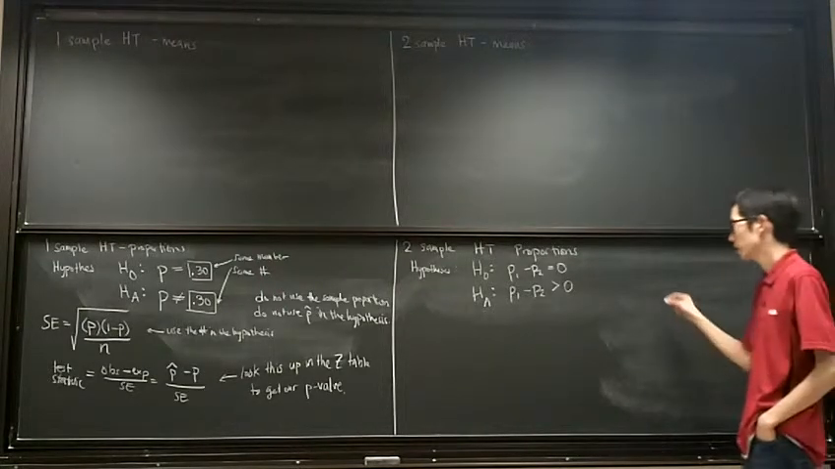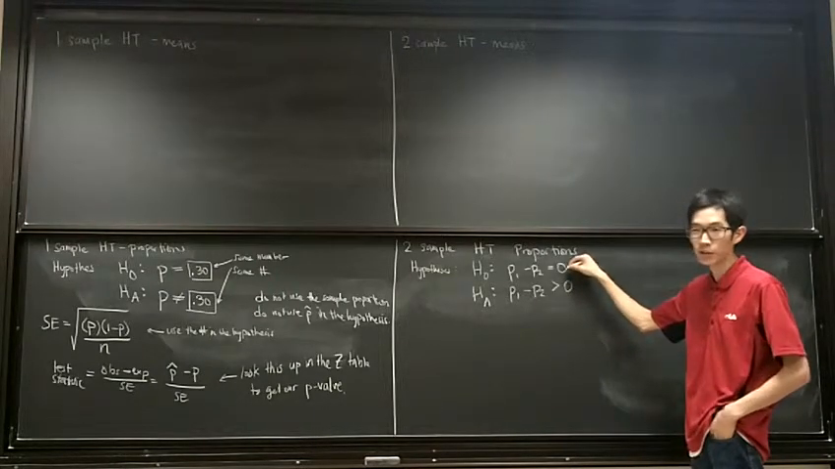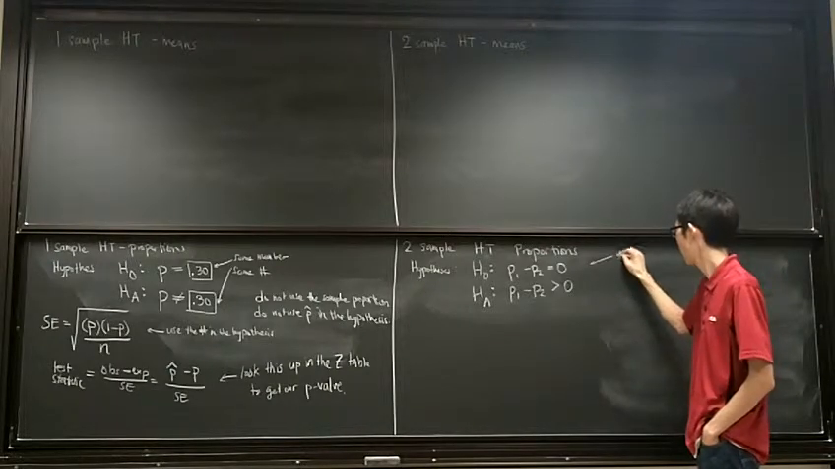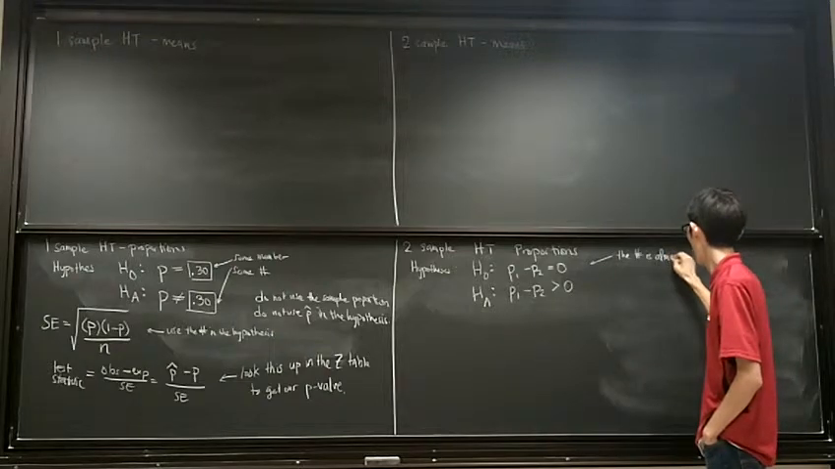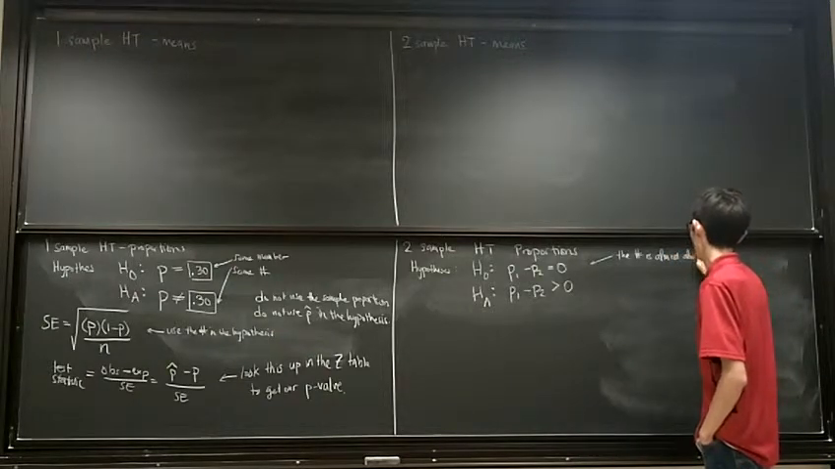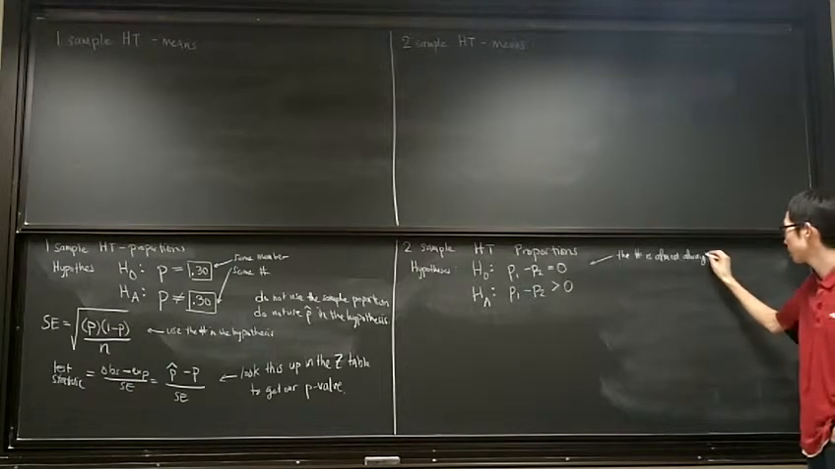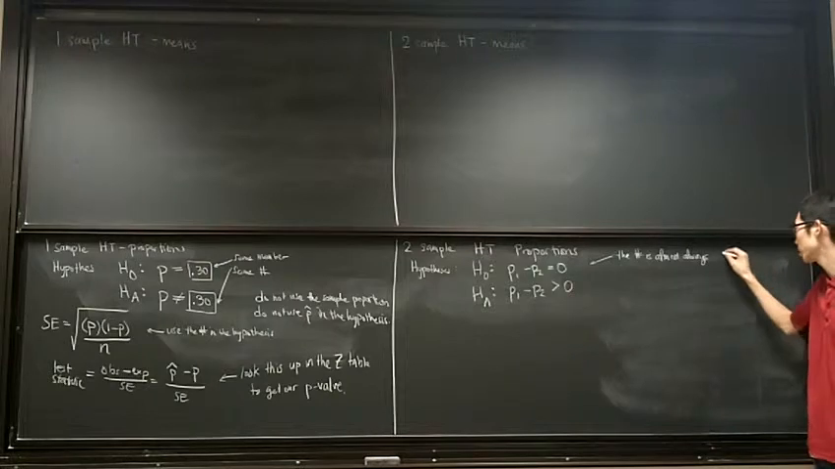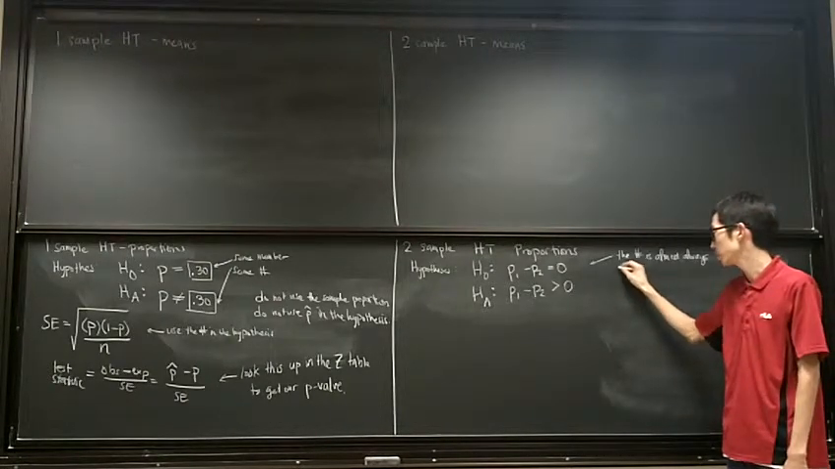Again, use P's, not P hats. And this number is almost always going to be 0, okay? Or at least in this class, it's always going to be 0. If you take another class on statistics, maybe it's not always 0. Almost always 0, okay? And then use P, not P hats.